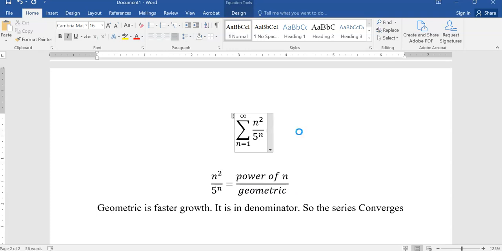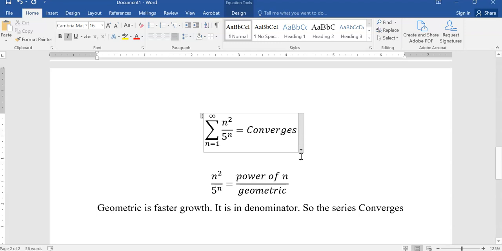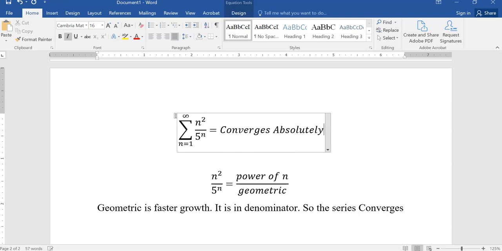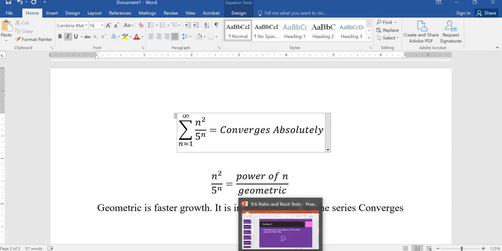And because we have very different types of functions, we know that this thing has to converge based on the ratio test. And by the way, not only does this series converge, but it actually converges absolutely because of the ratio test. The ratio test says diverges, converges absolutely, or the unknown.